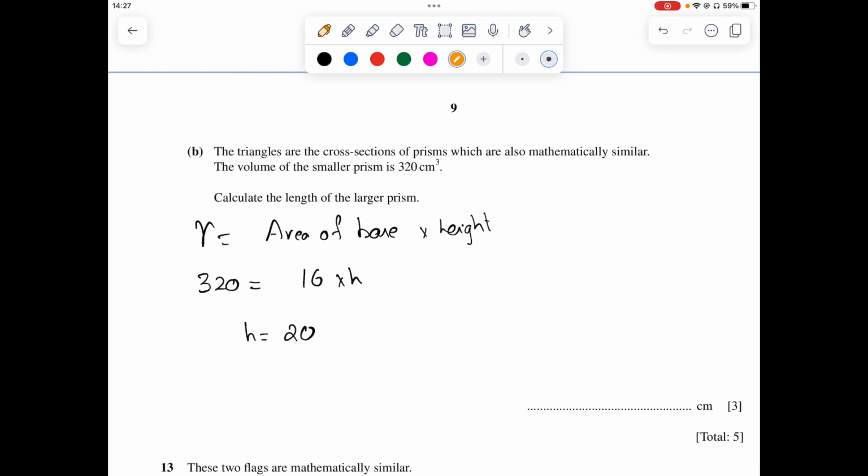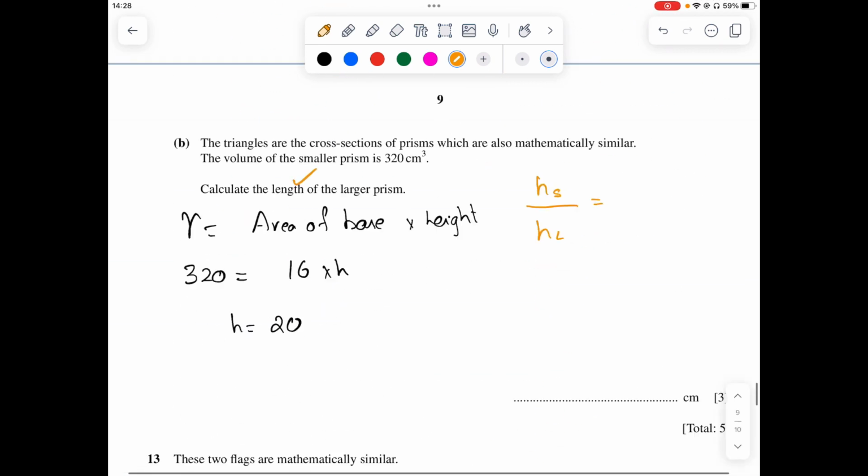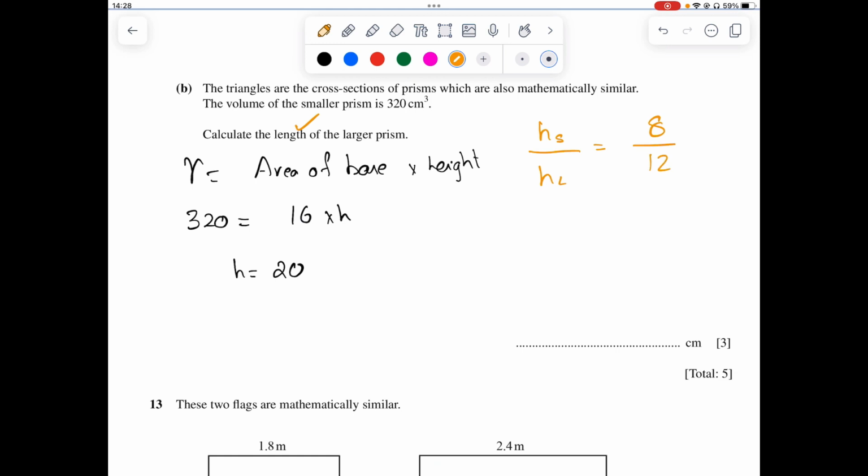Now, because they are similar, we have to find out the height of the larger prism also. Length means height. So height of the smaller prism upon height of the larger prism equals side of the smaller prism, which is 8, upon side of the larger prism, which is 12. Height of the smaller prism was 20, upon height of the larger prism, we don't know. 8 upon 12. So cross multiplication: 8 HL equals 20 times 12. HL equals 20 times 12 divided by 8, which is going to be nothing but how much? 30.